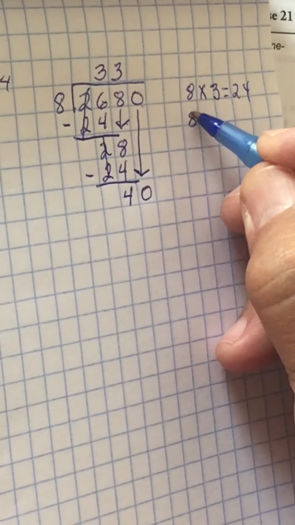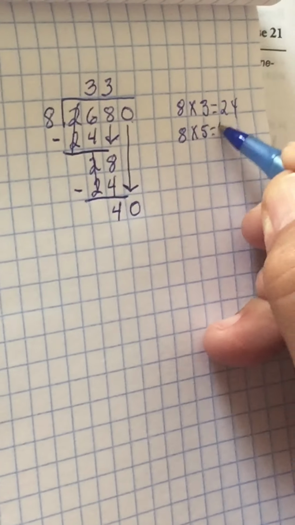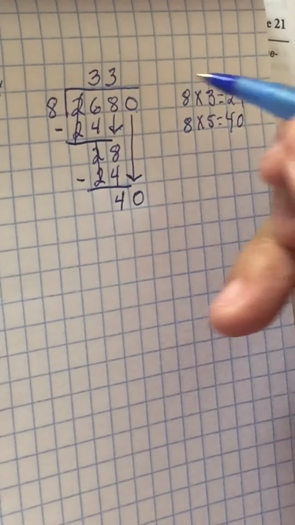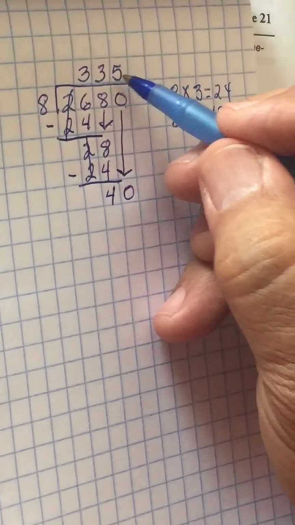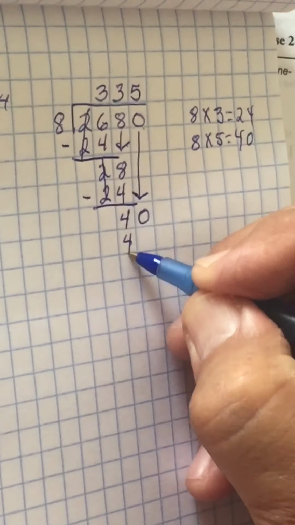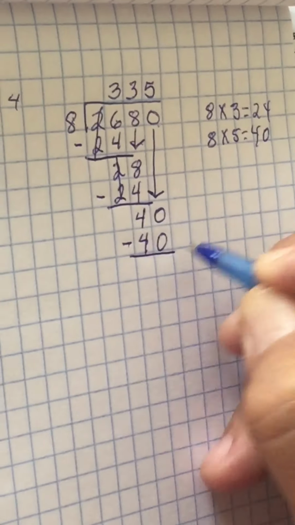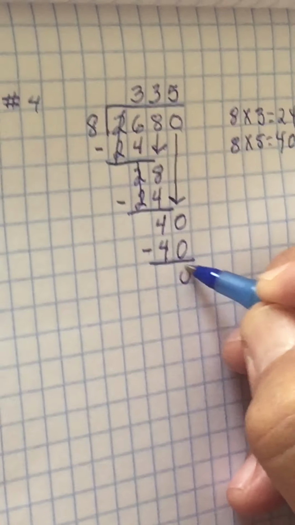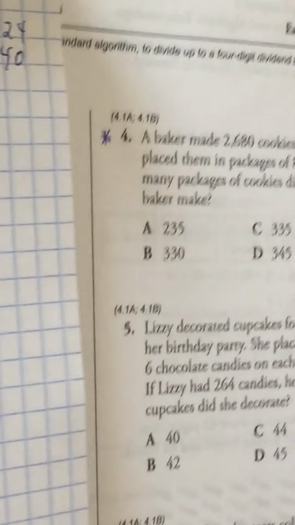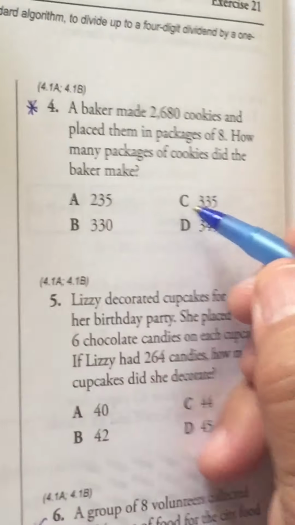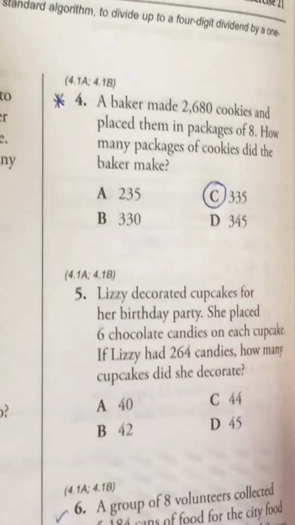And 8 times 5 is exactly 40. So what I'm going to do is I'm going to put a 5 right here, multiply it times 8. That gives me 40. And 40 minus 40 is 0. And there we have, our answer is 335. We go back to the problem, and that is letter C.